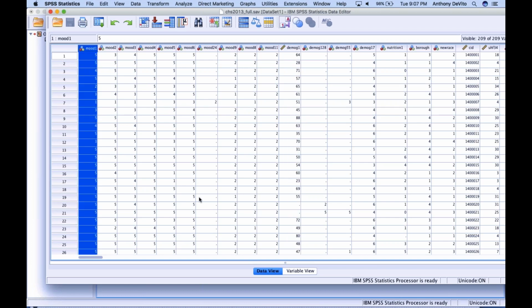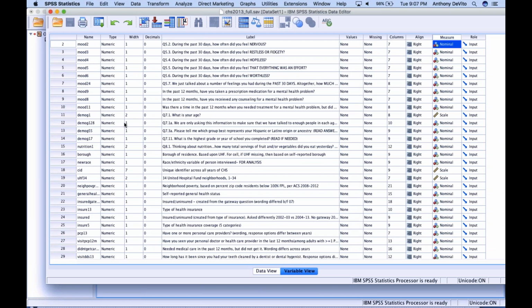I'm also interested in, let's see, look at this one. This one's interesting. This is all 1s and 2s, mood 9. Let's take a look at that one. Mood 9, the question was, mood 9, where'd it go? Here it is. In the past 12 months, have you taken a prescription medication for a mental health problem? Well, that sounds like a yes or no question, but we're going to check mood 9 also and see if that's indeed the way that it works.